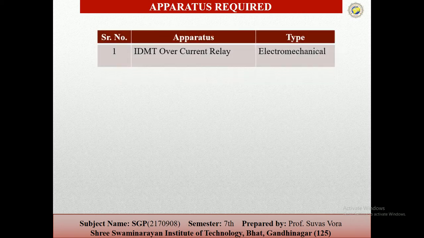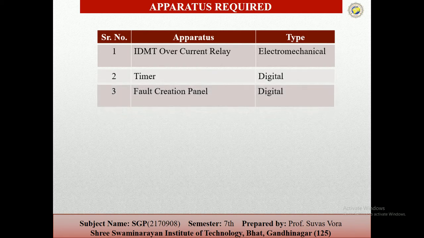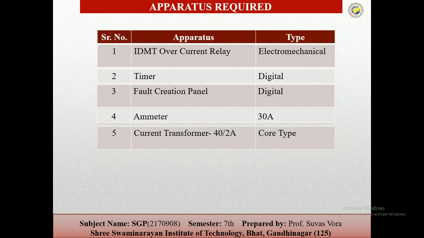The first one is the IDMT over current relay, which is electromechanical type. Then the timer is digital. Then the fault creation panel, digital also. Then ammeters of 30 ampere variations. Then the current transformer, the value of the CTs is 40 to 2 amperes, meaning if 40 amperes goes through it, 2 amperes will be measured on the secondary side. Then the type is core type. So these are the requirements of the practicals.